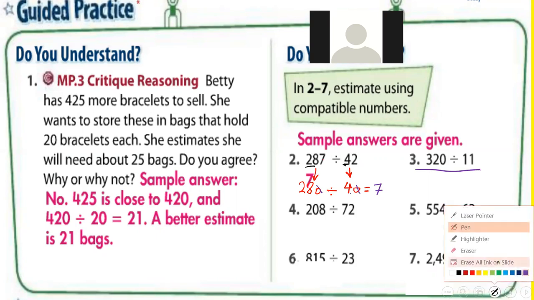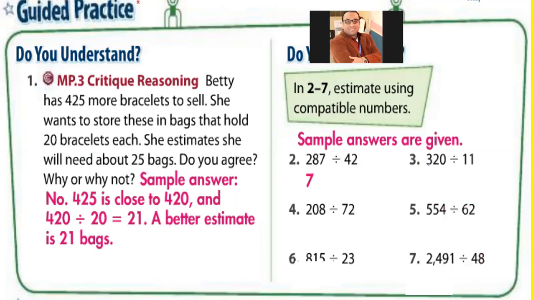320 divided by 11. Very good. 32. You see this 32? Related to 11. Can you divide 32 over 11? No. But if you make it 33, it's going to be divisible by 11. So I can keep 11 as it is and estimate 320 as 330, a compatible number. Drop the 0, and here is 33 divided by 11 equals 3. So it's going to be 30.